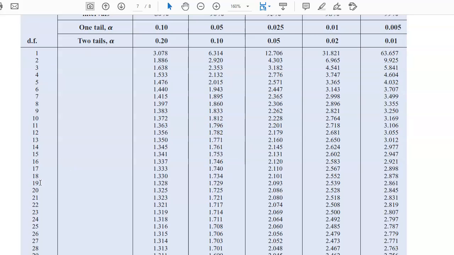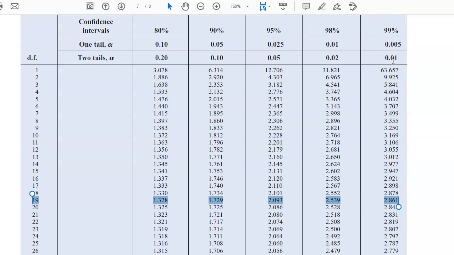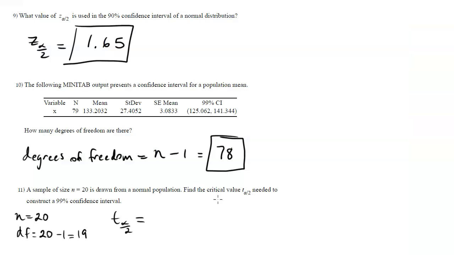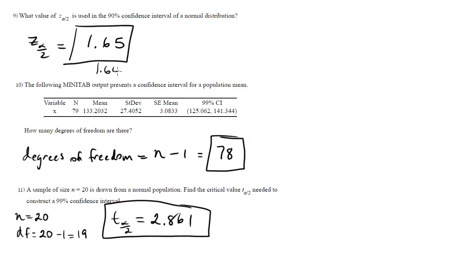So 19 degrees of freedom, 99% confidence interval. I'll just highlight that entire row. 19 degrees of freedom, 99% confidence interval, 2.861 or 2.86, either or. 2.861. That's our t alpha over 2 value, and that's our answer. You look at the solution and see if they want 1.645 or 1.65 for this one. I'm not sure.